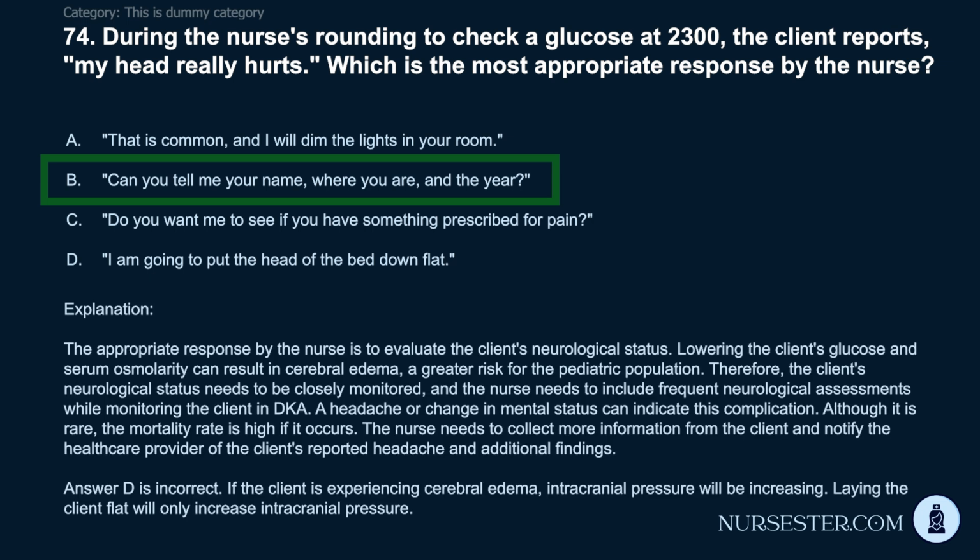The appropriate response by the nurse is to evaluate the client's neurological status. Lowering the client's glucose and serum osmolarity can result in cerebral edema, a greater risk for the pediatric population. Therefore, the client's neurological status needs to be closely monitored, and the nurse needs to include frequent neurological assessments while monitoring the client in DKA. A headache or change in mental status can indicate this complication. Although it is rare, the mortality rate is high if it occurs.